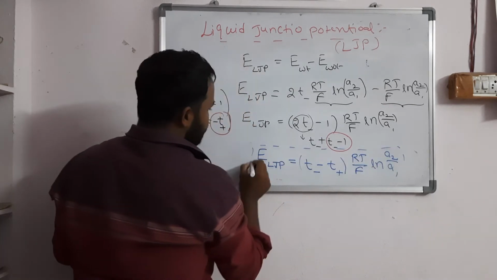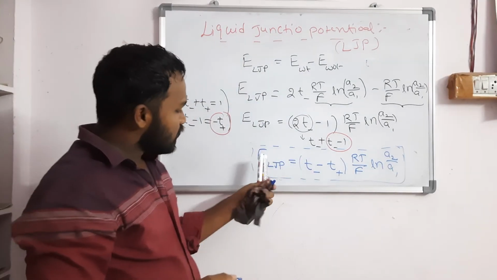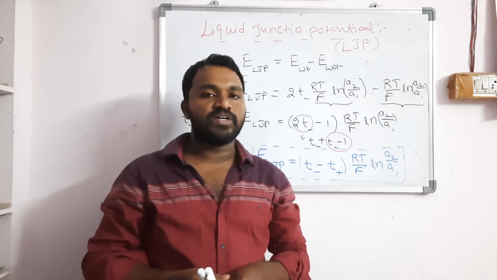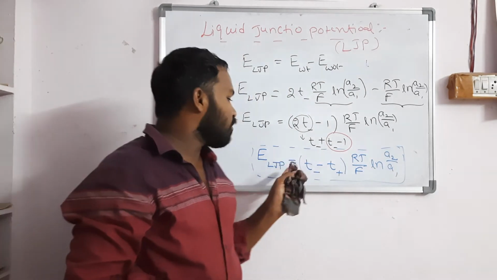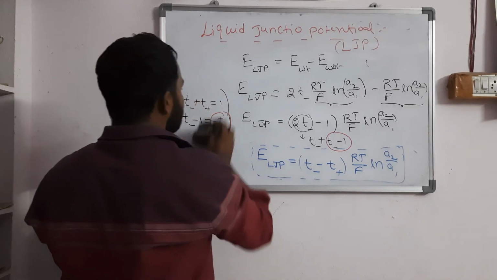This is the final equation for the E LJP, the liquid junction potential. E LJP is equal to T minus T plus into RT by F into ln of A2 by A1. So this is about the liquid junction potential. Now we are going to draw some conclusions for that.